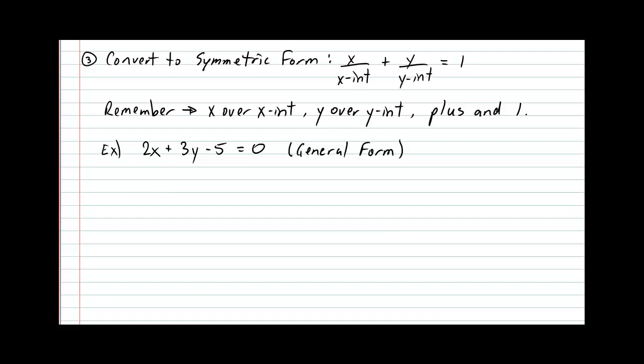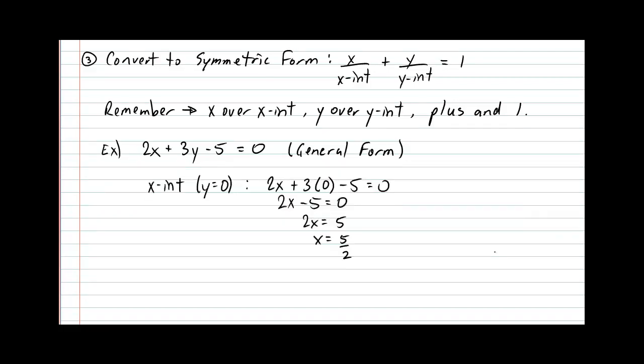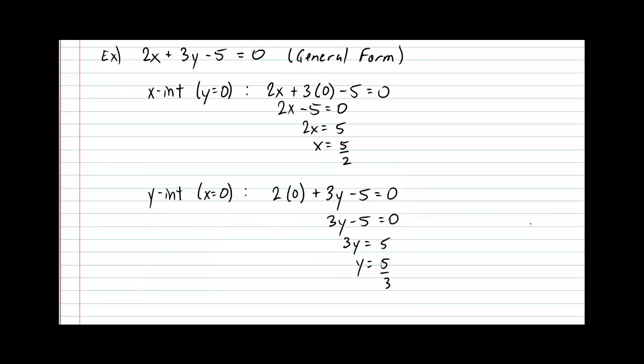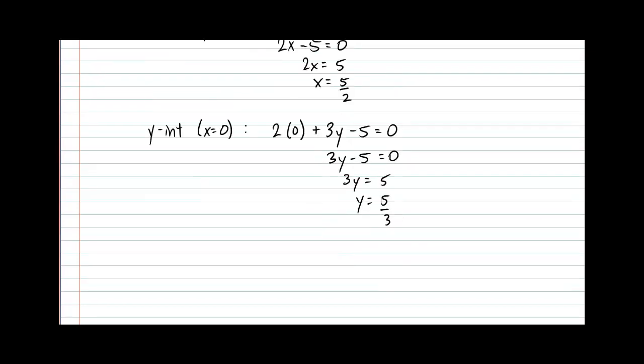I'll begin by determining the x-intercept, which is the value of x when you set y to 0. So, using your algebra skills and setting y to 0, if no problems happened, I got an x-intercept of 5 over 2 or 2.5. Next, I will determine the y-intercept, which is the value of y when you set x to 0. So, again, using your algebra skills and setting x to 0, if I didn't make any mistakes, I got a y-intercept of 5 over 3.